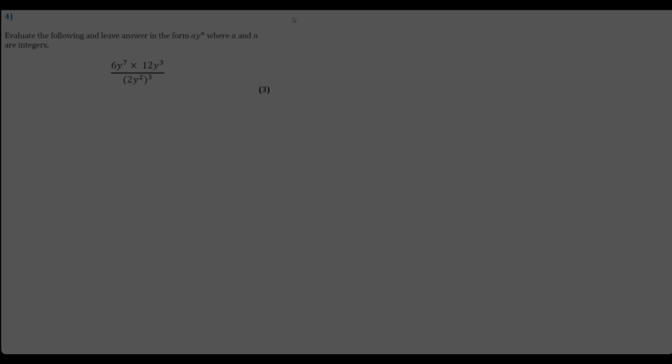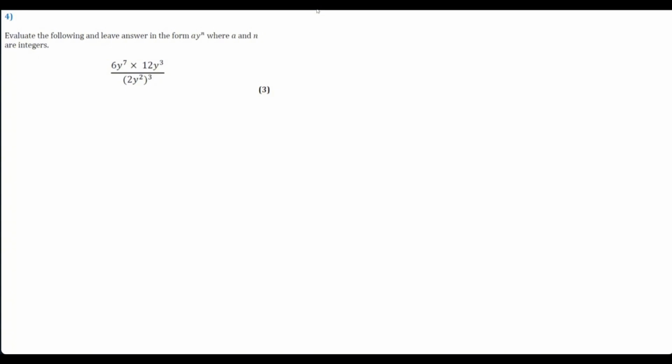So that'll be finished. Question number 4, we have a fraction, but we also have indices to deal with. What I want to do here is sort out the top before I do any division. 6 times 12 is 72. Y to the power of 7 times y to the power of 3 is y to the power of 10. Remember, using the indices rule.